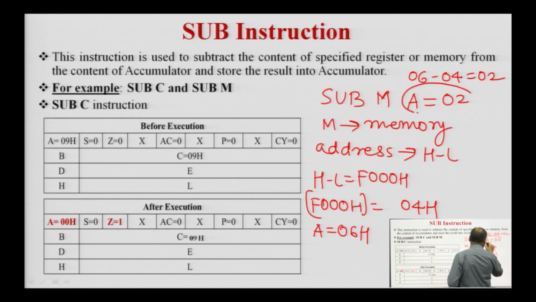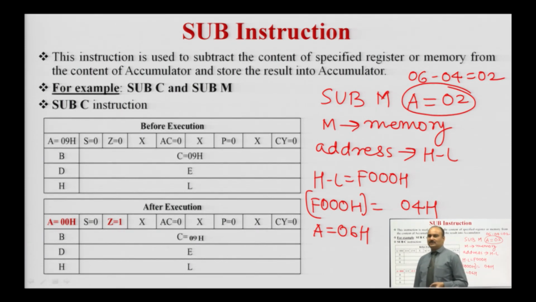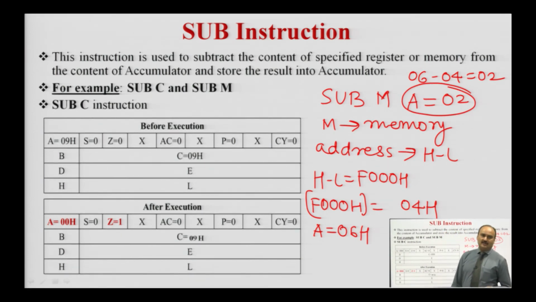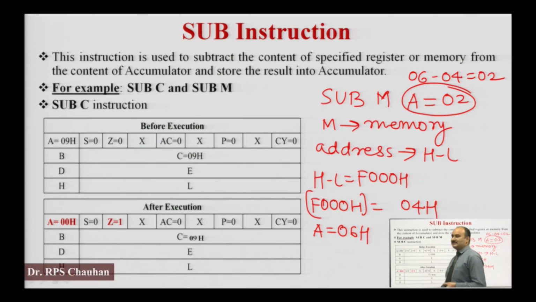On the basis of this result, that is 02H, the processor will reflect the result with the help of the status flags, which are the sign flag, zero flag, auxiliary carry flag, parity flag and carry flag. If the D7 position bit is 1, it means the result is negative and the sign flag is set. If the result is all 0, as in the previous case where we subtracted the same number, the zero flag is set.